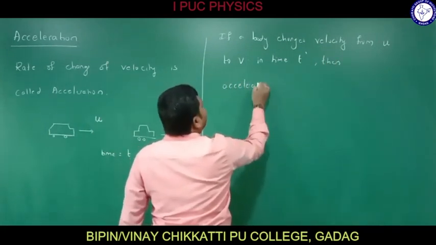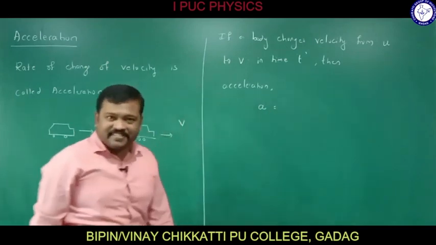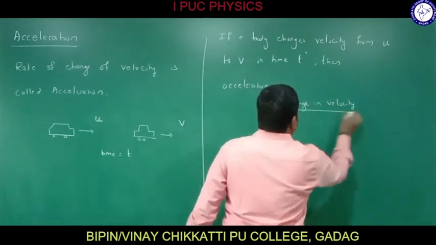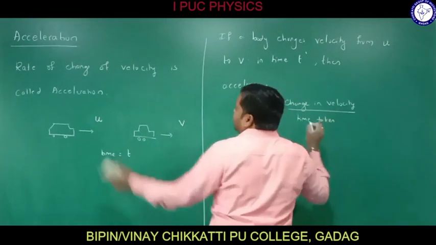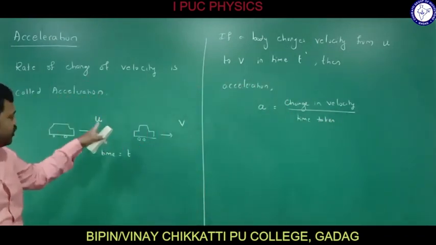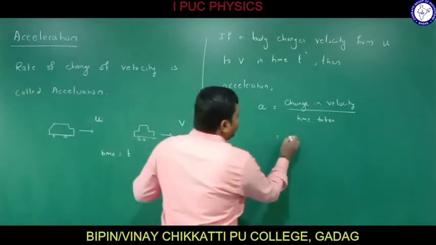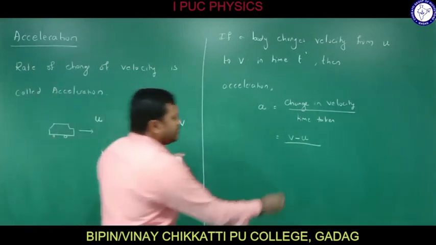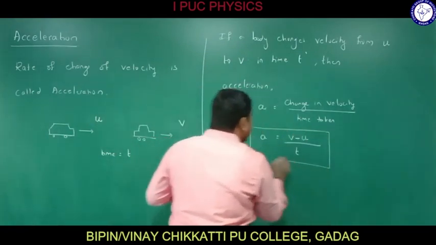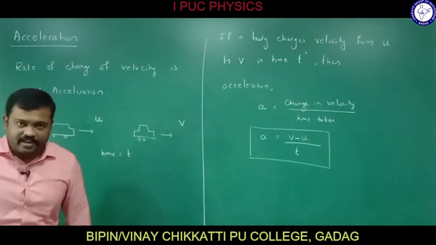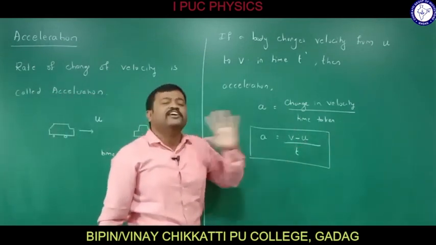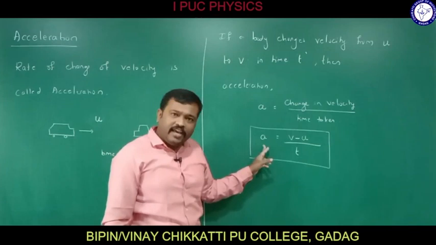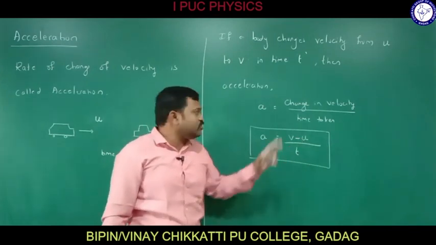Let us find the formula for acceleration. Acceleration is denoted by a. The formula is change in velocity divided by time taken. What is the change in velocity? Earlier it was u, now it became v, so the change is v minus u, final minus initial. How much time did it take? That is t. So u is usually the initial velocity and v the final velocity, and the formula for acceleration is a equals v minus u divided by t.